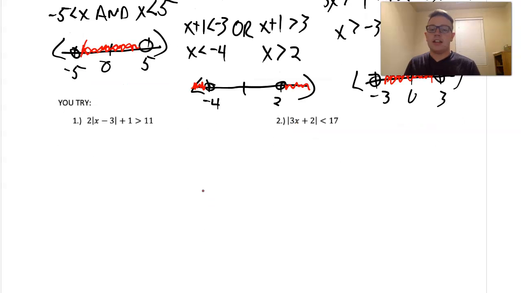All right, that's how we do the basics of graphing. Now we have a couple for you to try. Go ahead and do this first one. This is positive, think about, or this is greater than, think about what that means.